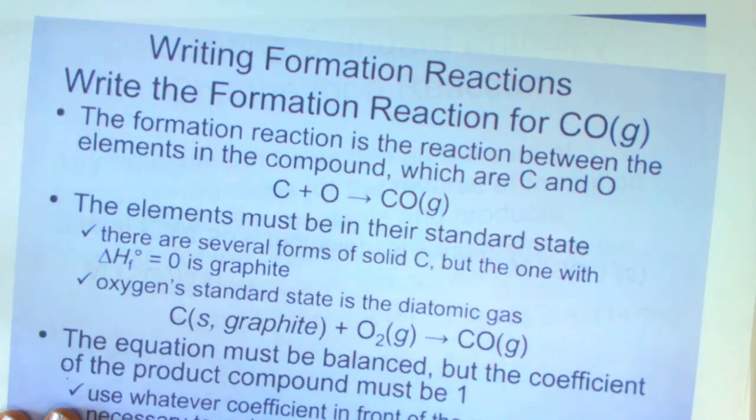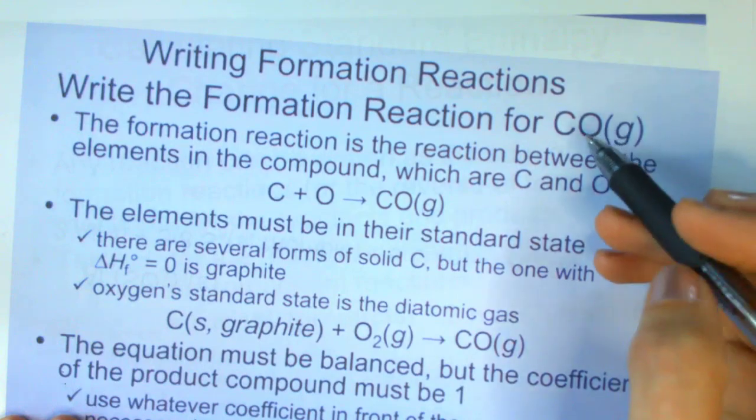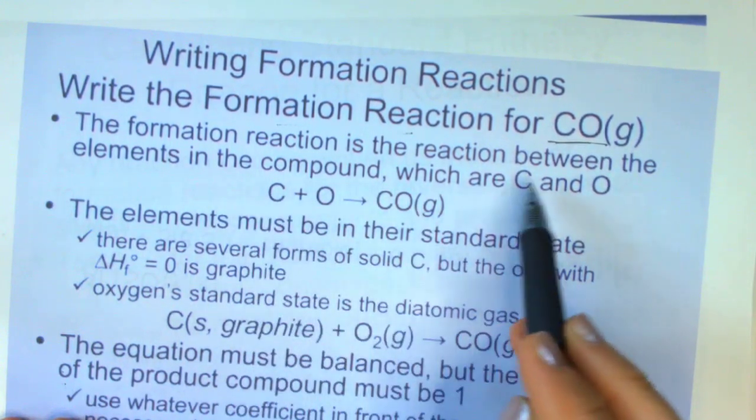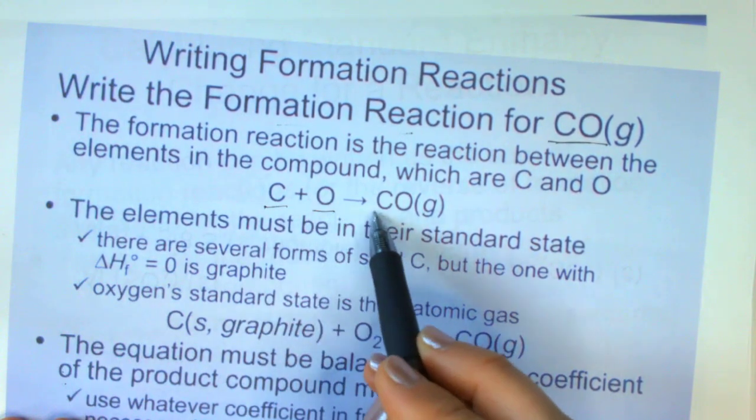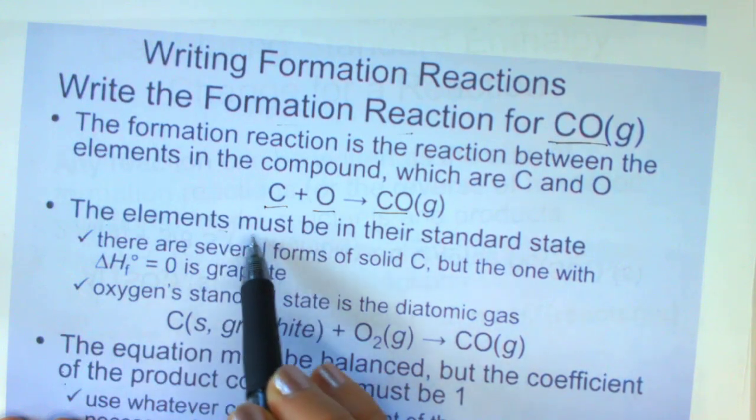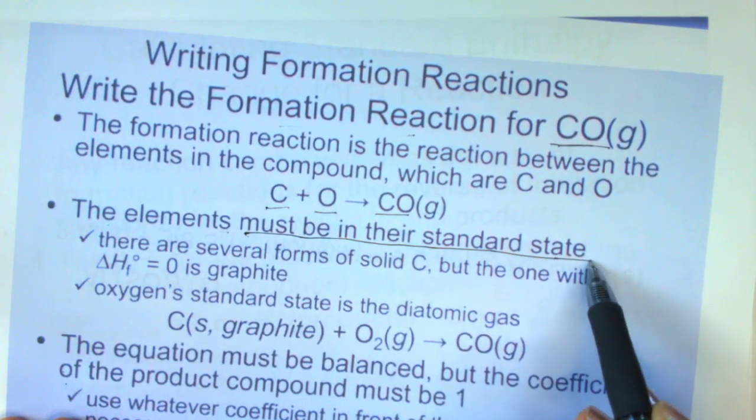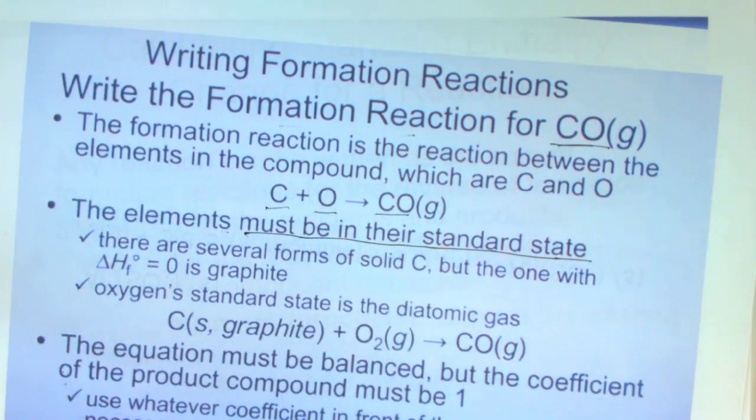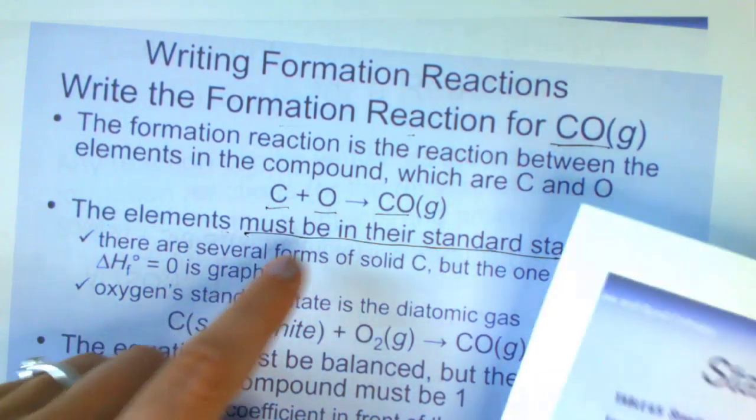And this just reiterates, if we were to write the formation reaction for carbon monoxide, we can't just write C plus O to give me CO. It doesn't happen because the elements must be in their standard state. So if I look at standard state, and again, if you're not sure which is standard state, you can use this table.